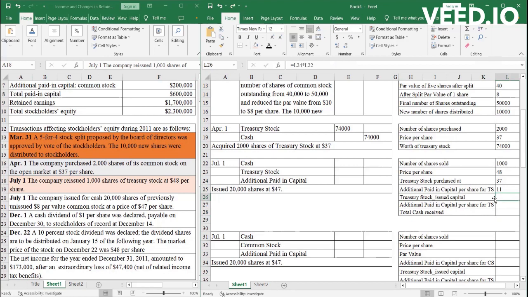The treasury stock issued capital is equal to, because now we are talking about issued capital, we have to look at the price we purchased at, 37 times 1,000. So 37 times 1,000 is 37,000. That's issued capital. How much extra money did we get? The additional paid-in capital is 11 times 1,000, or 11,000. The total cash received is the sum of these two, or 48,000. So now I can simply say the cash received was 48,000, of which the treasury stock capital was worth 37,000 and 11,000 was additional paid-in capital.